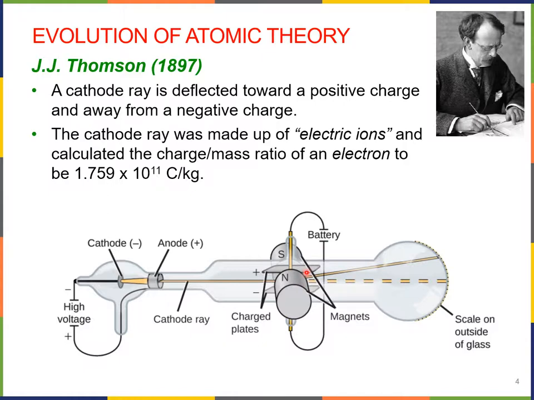Situated within this tube were these charged plates. You had a sort of electromagnetic apparatus here where you have a positively charged plate and a negatively charged plate. The idea here is actually quite simple. Because the cathode ray was made up of electric ions or negatively charged ions, it would be expected that the positively charged plate would attract those ions and the negatively charged plate would repel those ions. And when he did that experiment, indeed what happened was that the electric ions were drawn towards the positive plate and repelled from the negative plate.